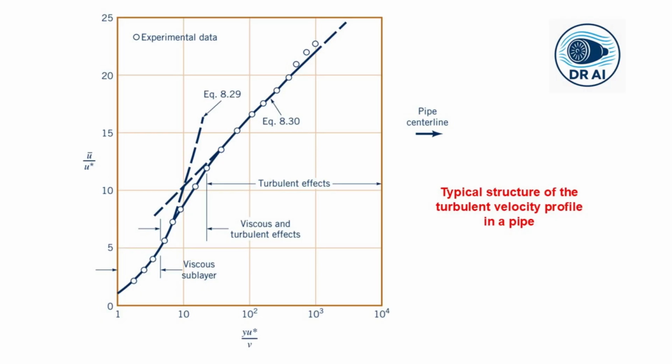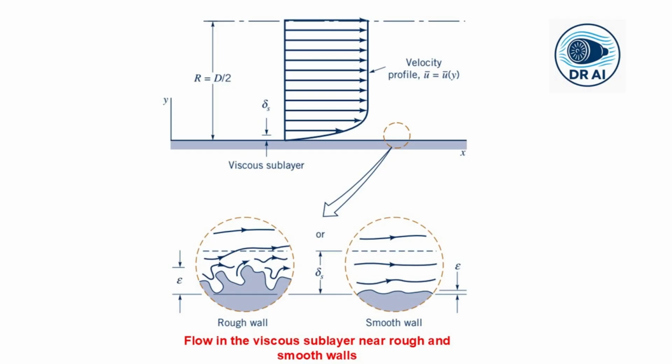Now, this layered structure has a huge practical implication. The viscous sublayer is a gatekeeper. Its thickness is on the order of delta equals 5 nu divided by u star. For a typical water pipe, this layer might be only 0.002 inches thick. That's thinner than a human hair. Now, because this layer is so thin, any roughness on the pipe wall that protrudes through this sublayer will completely change the flow.